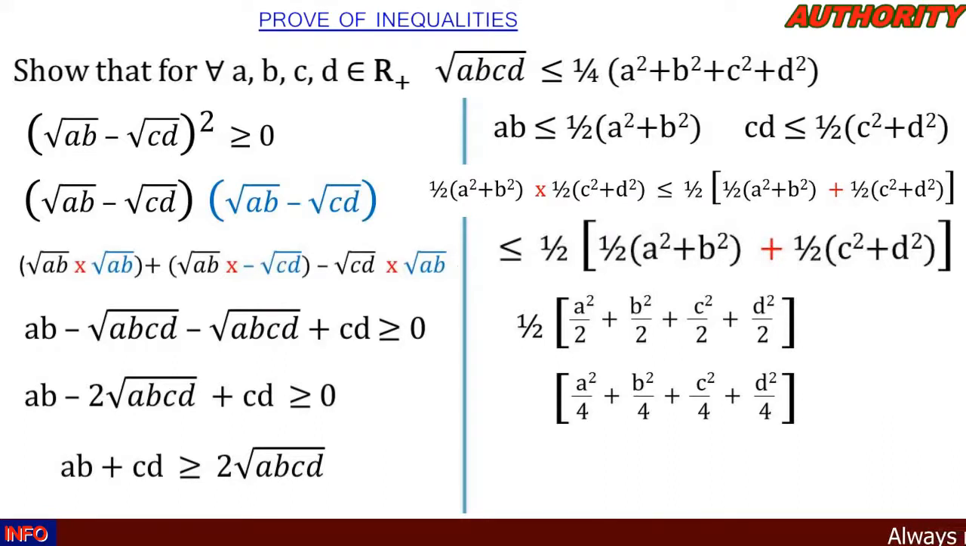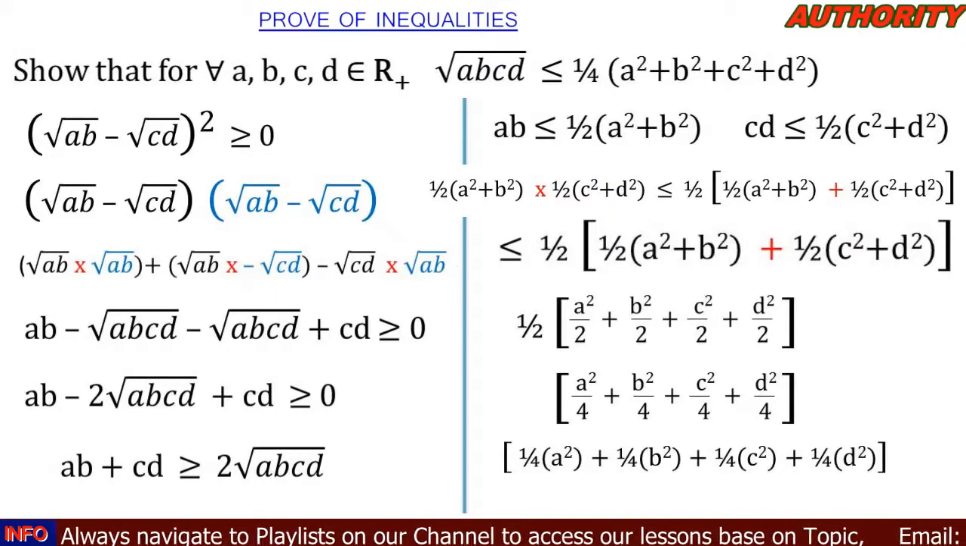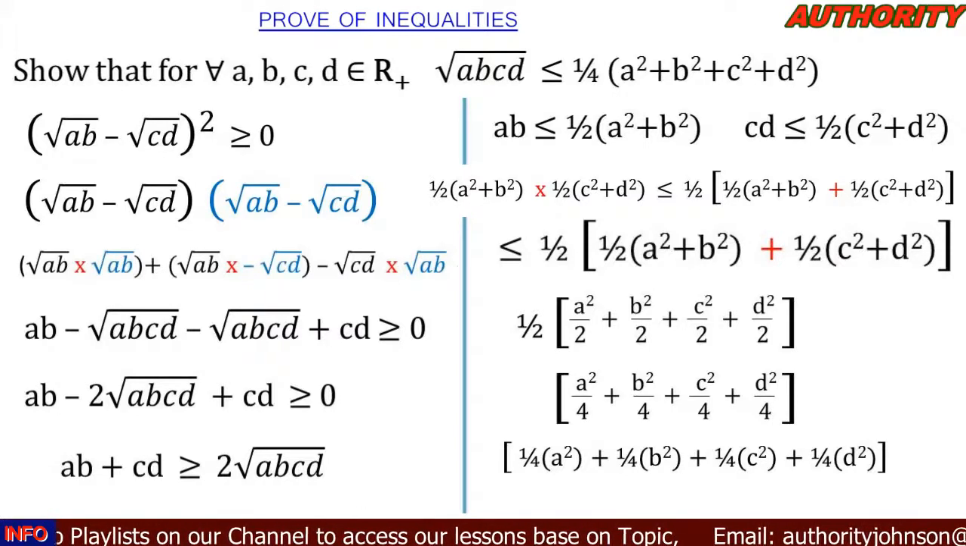Please pay attention to what we are going to do here. In this a square all over 4, if you factor out a square, we are going to be left with 1 all over 4. If you factor out a square, it's going to be left with what? 1 all over 4. That means when you say 1 all over 4 times a square, it is going to give us a square all over 4.